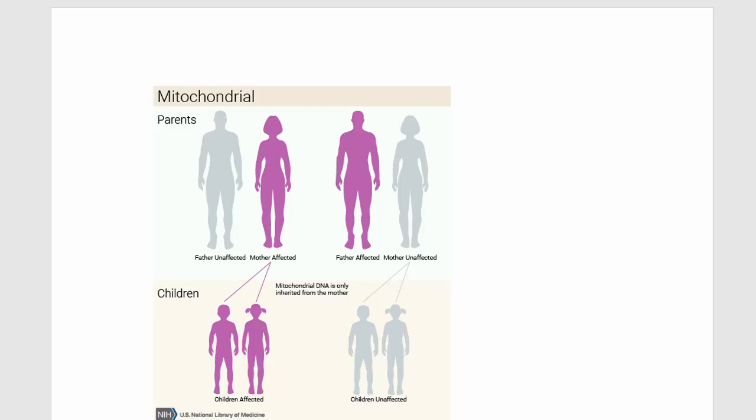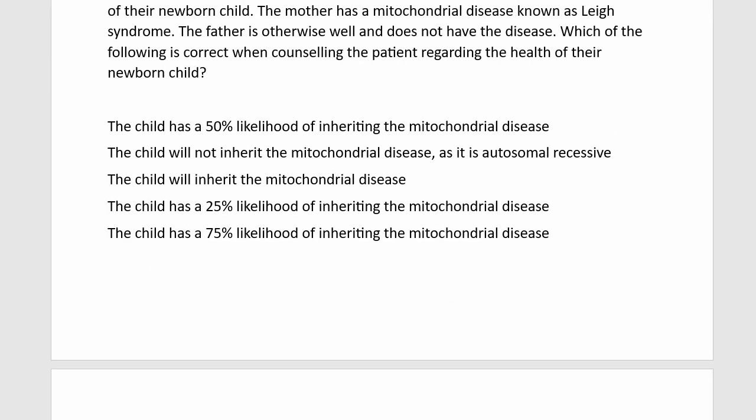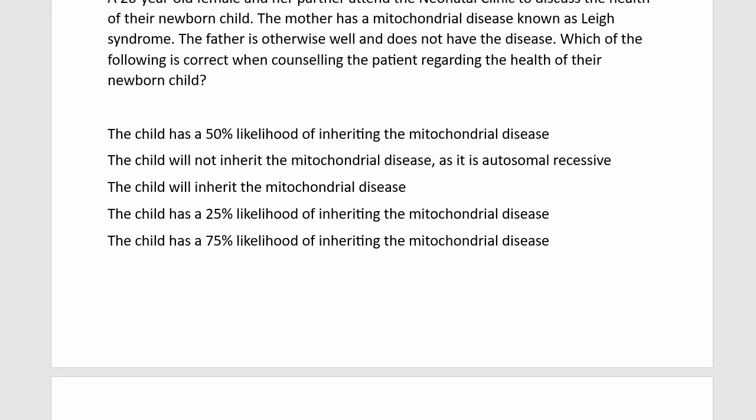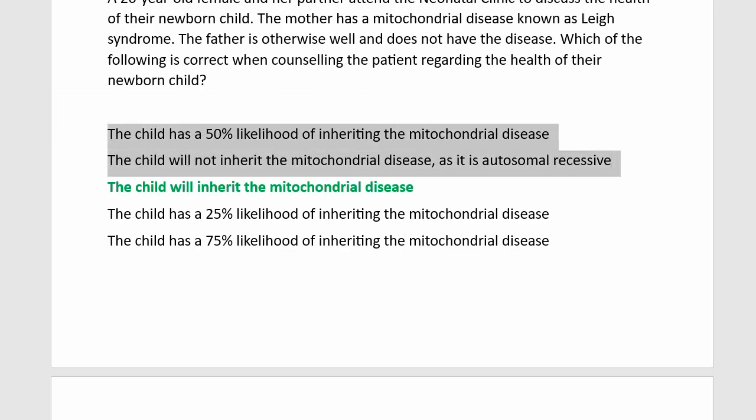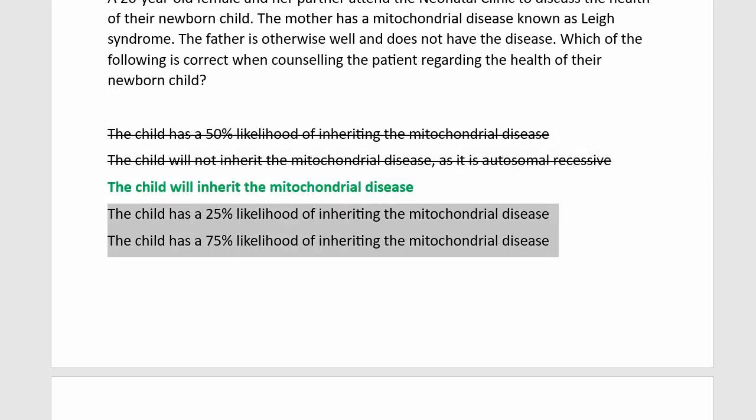And then whether or not it's passed on is related to the amount of mitochondrial DNA that is passed over. But in the context of this question, because the mother has it, the correct answer will be the fact that the child will inherit the mitochondrial disease. It passes through from a maternal line. So we don't have to worry about any kind of likelihood probabilities. Doesn't matter to us.